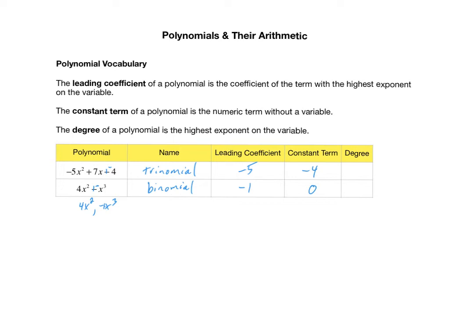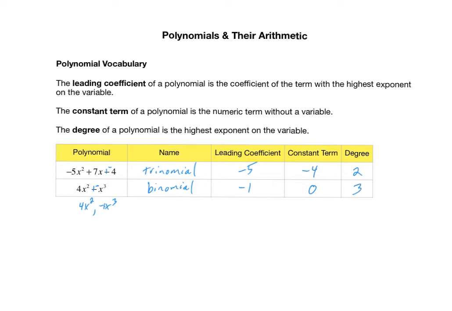And then finally, the degree. The degree of a polynomial is the highest exponent on the variable. Well, you've got your variables here. The highest exponent is 2. So this is a degree 2 polynomial. And the highest exponent of these two is 3. So this polynomial down here is a degree 3 polynomial.